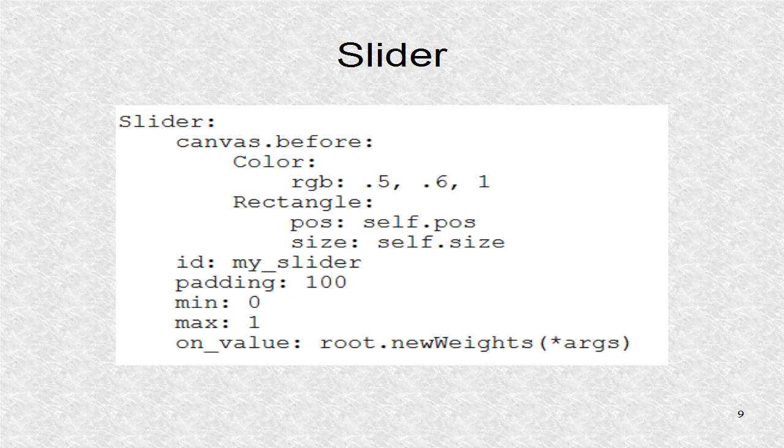The slider is responsible for calling the newWeights function inside the root class. Also, on_value is called whenever the slider value changes. It is possible to have on_property for different properties. These will be called by Kivy whenever the property changes. Later, we will see how to define our own properties.